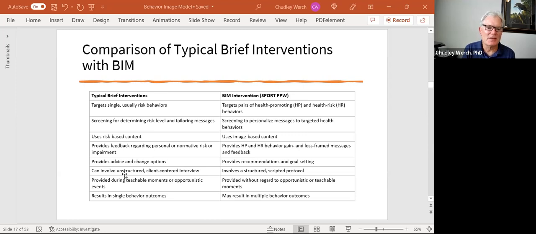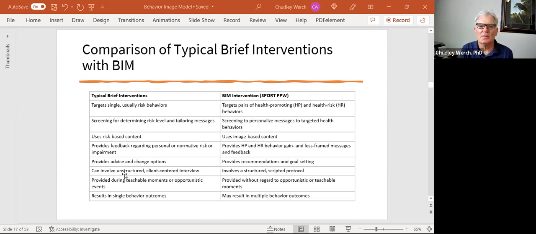They use risk-based content, focus on feedback regarding personal or normative risk impairment, provide advice and change options, and can involve an unstructured client-centered interview, provided also during teachable moments or opportunistic events, like in an emergency clinical setting. It results in single behavior outcomes. That's your typical brief intervention model and programs.